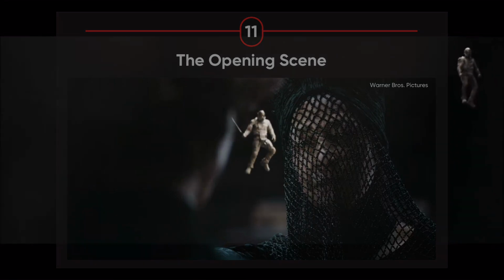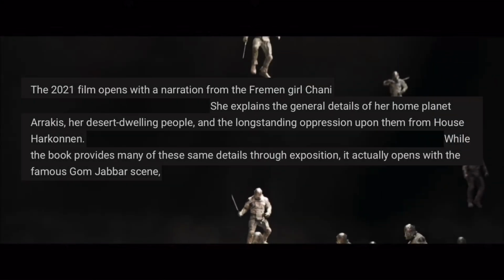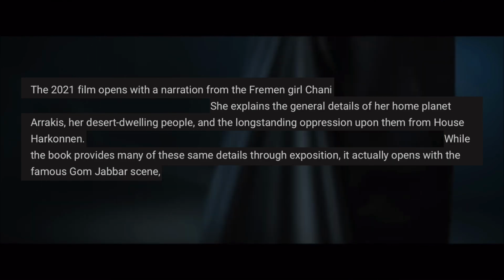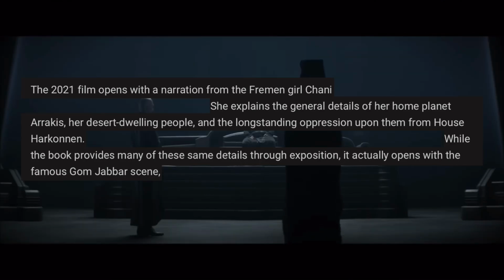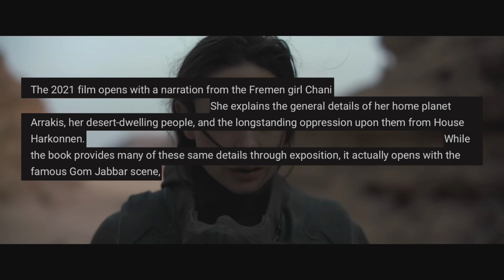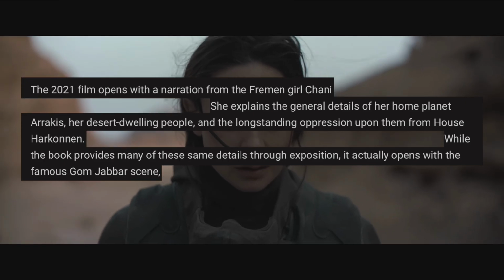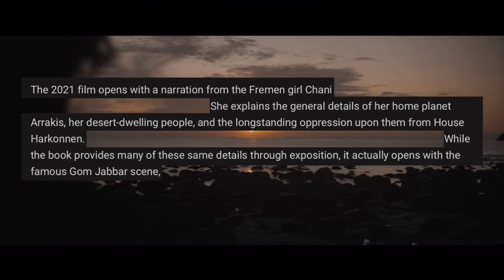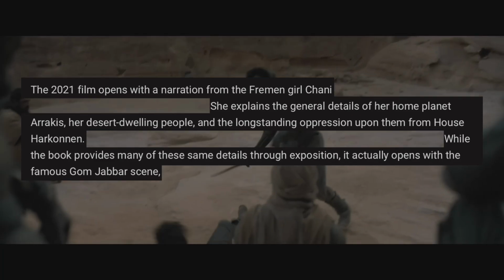The 2021 film opens with a narration from the Fremen girl Chani. She explains the general details of her home planet Arrakis, her desert-dwelling people, and the long-standing oppression upon them from House Harkonnen. While the book provides many of these same details through exposition, it actually opens with the famous Gom Jabbar scene.